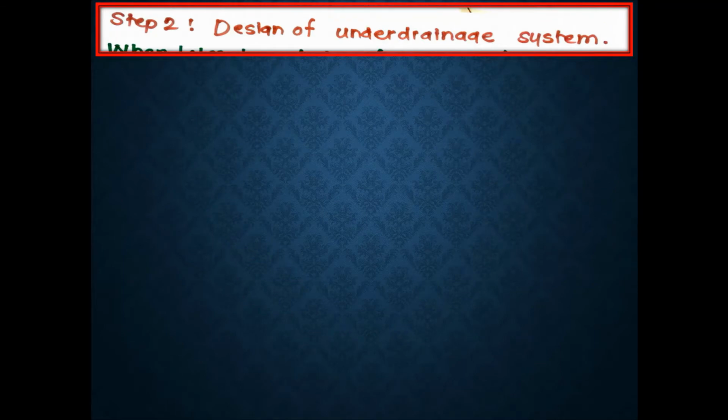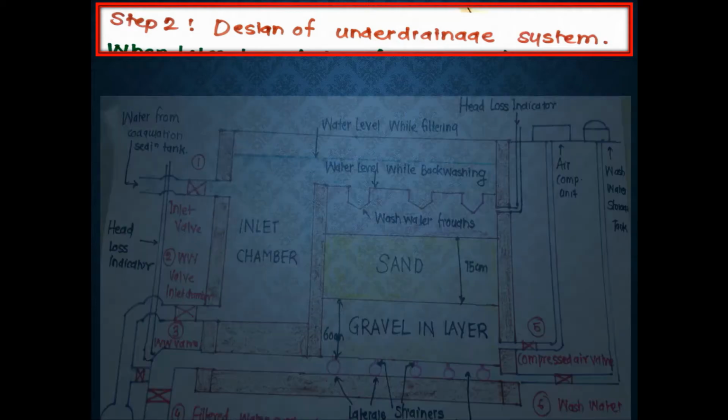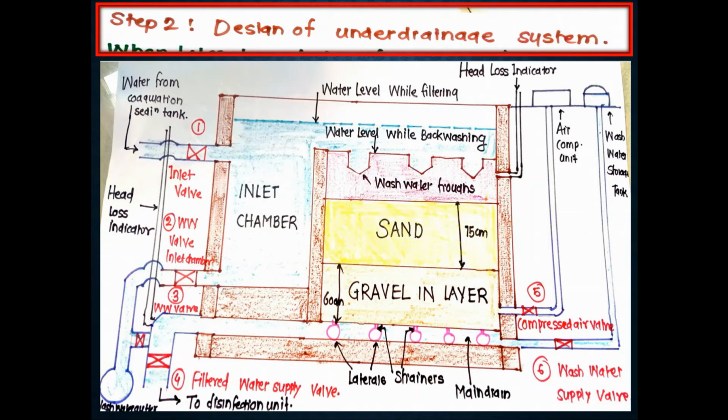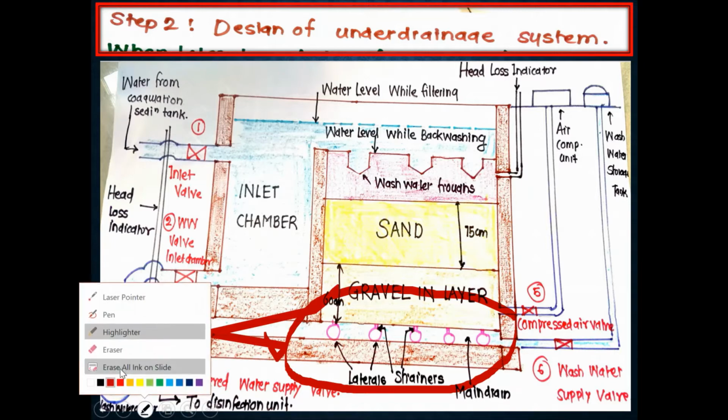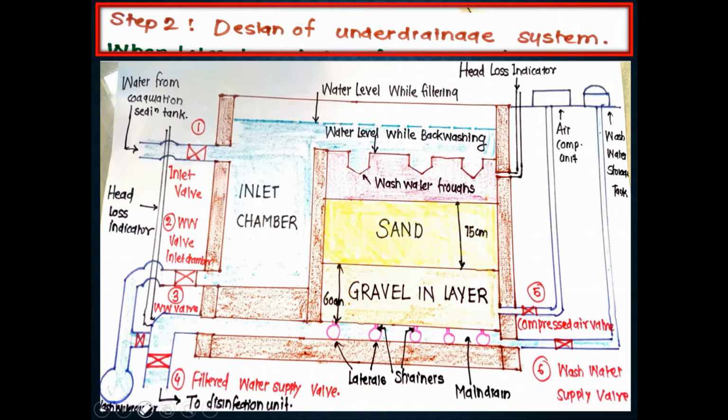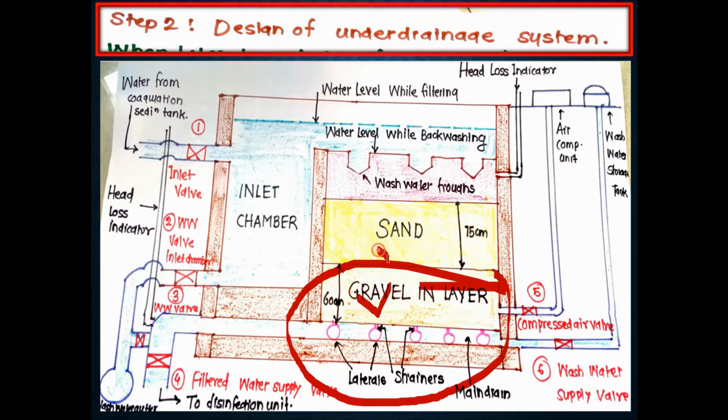Now we will move towards step number 2, that is nothing but the design of under drainage system. This is the cross-sectional diagram of the rapid sand filter, and where is the location of the under drainage system? This is the under drainage system, which is located at the bottom of the tank, and above the under drainage system a gravel layer is there, above the gravel layer a sand layer is there.